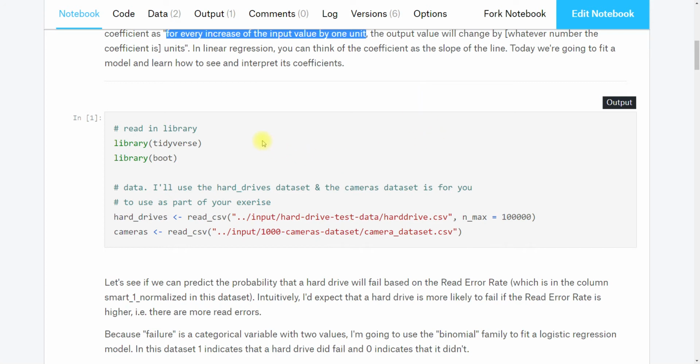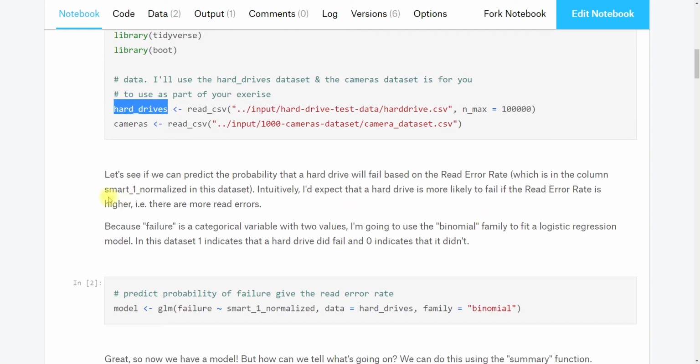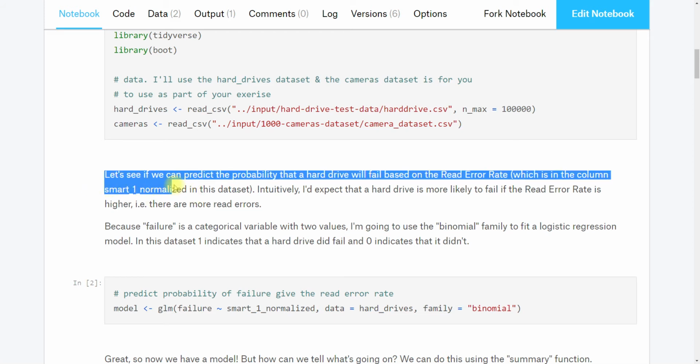So we're going to look at a data set of hard drives. This was actually put together by a company called Backblaze that does backups. And they have a lot of information on a lot of different hard drives. And I'm interested in predicting whether or not a hard drive will fail based on another quality it has. So I am using the thing that's in the column Smart 1 normalized in the data set.